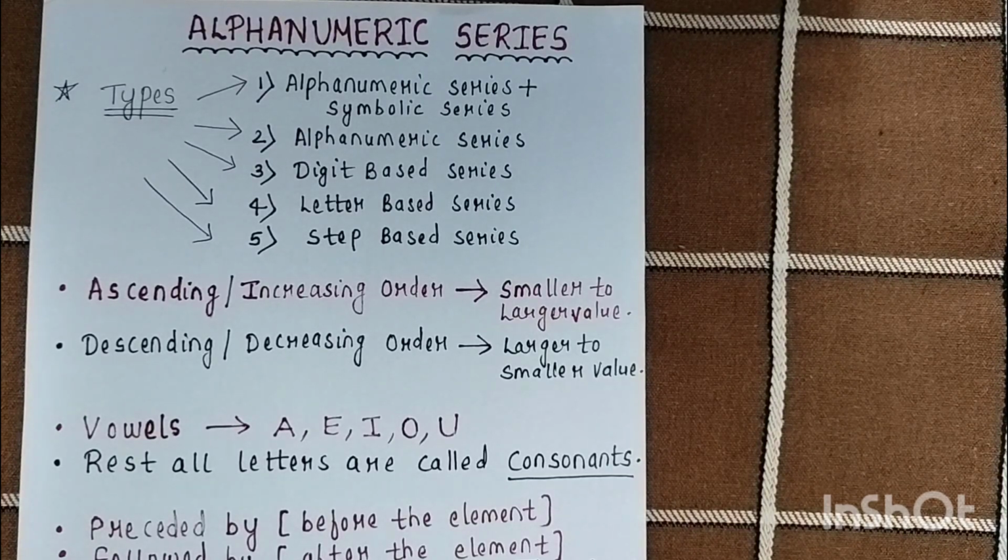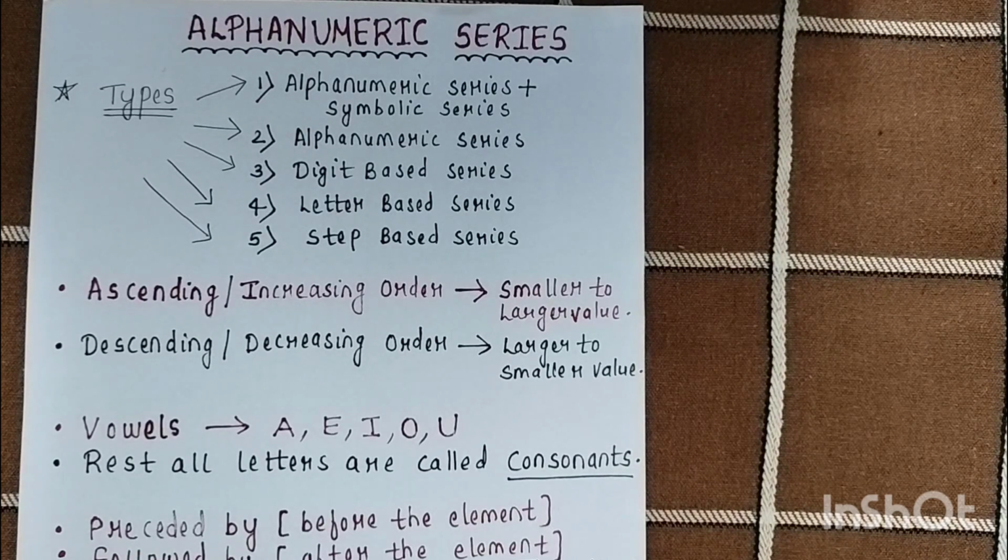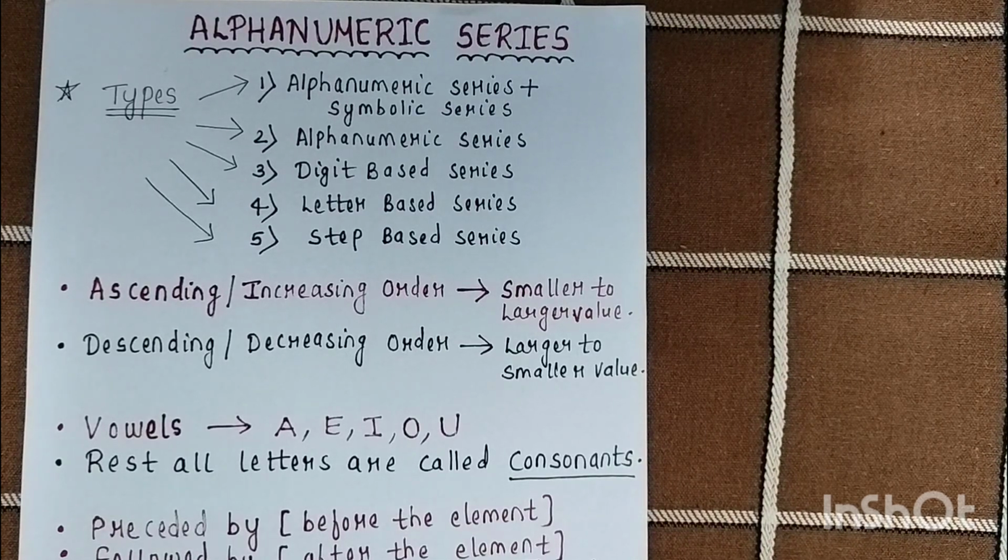There are basically five types of alphanumeric series. First one is alphanumeric series plus symbolic series. Second one is alphanumeric series. Third one is digit based series. Fourth one is letter based series. And fifth one is step based series. The first four types are seen in prelims as well as the main exams. But the fifth type, you can only see that type of question in the mains exams.